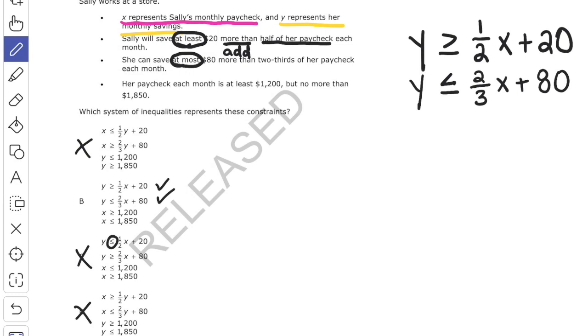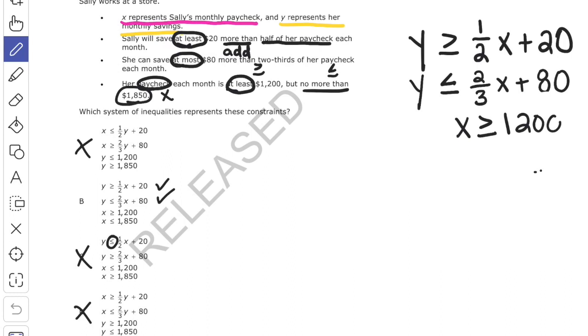Now, here's the next part. It says that her paycheck, so we're talking about the X value, is at least $1,200, but no more than $1,850. So at least means greater than or equal to. So we know the paycheck X is greater than or equal to 1,200. And then we know that the paycheck can be no more than, so X is going to be less than or equal to $1,850.